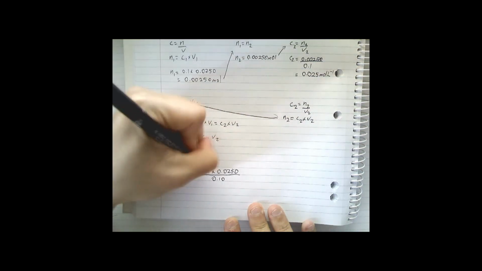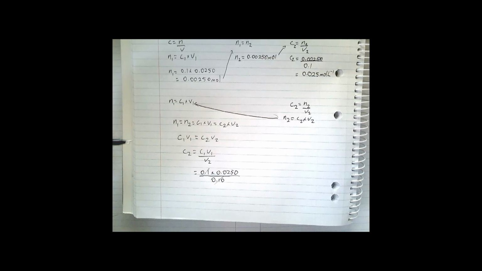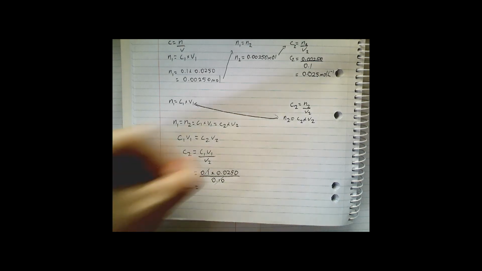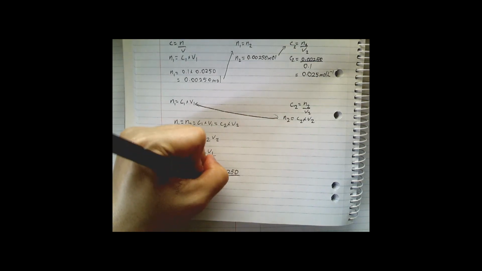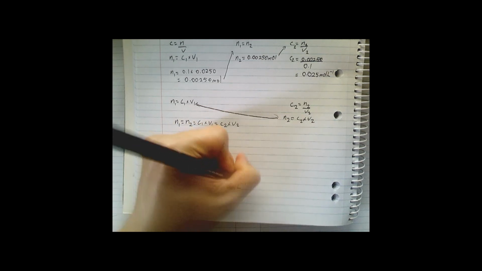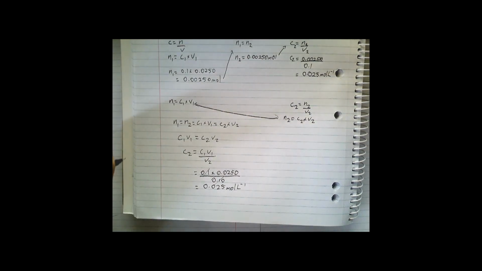I mean, even for us, these cancel out. Like, you wouldn't even have to use a calculator for this calculation, but you could. That's completely fine. And if C1 and V2 weren't exactly the same number, then you would have to use a calculator for this. But we should see that 0.025 moles per litre is our final answer at the end.